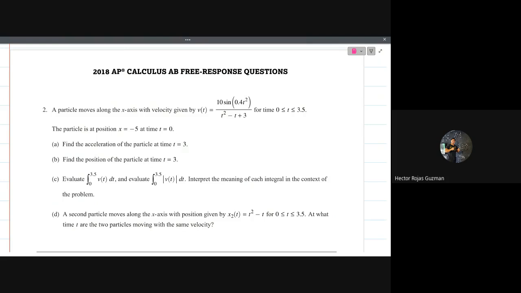Number 2, we have a particle moving along the x-axis with a given velocity between 0 and 3.5 seconds. We are given the position. We were told that on the x-axis, it's at -5 whenever t is equal to 0. Find the acceleration of the particle at t equals 3.